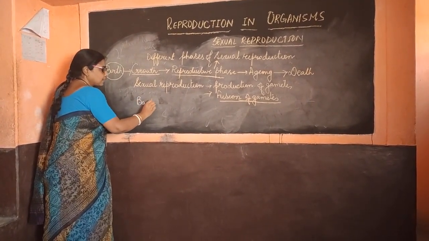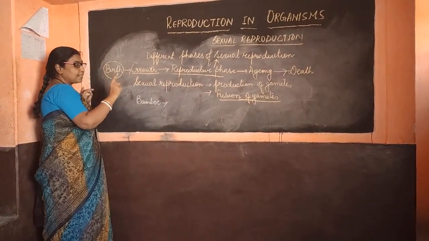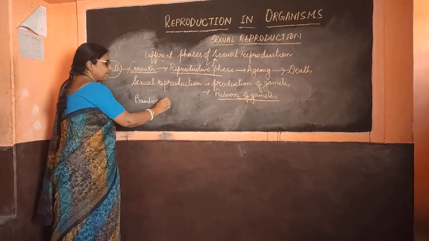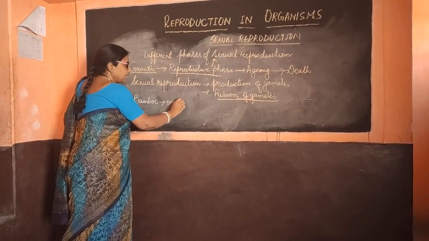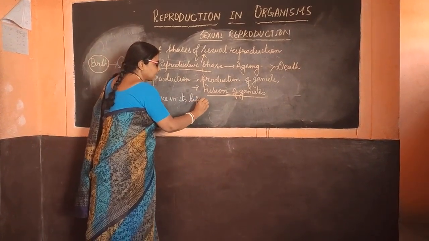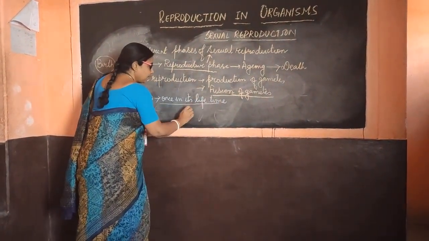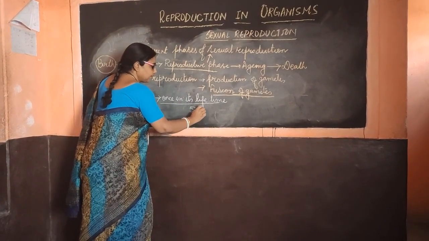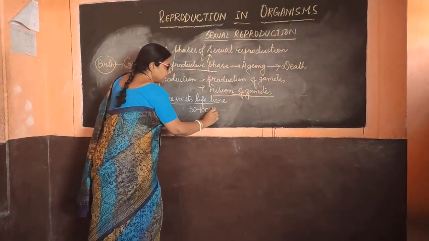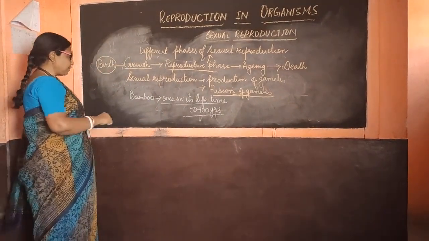That is the case of bamboo. Do you all know that it flowers only once in its lifetime? Only once in its lifetime. And this may be once in 50 to 100 years, when it produces ample fruits and flowers.